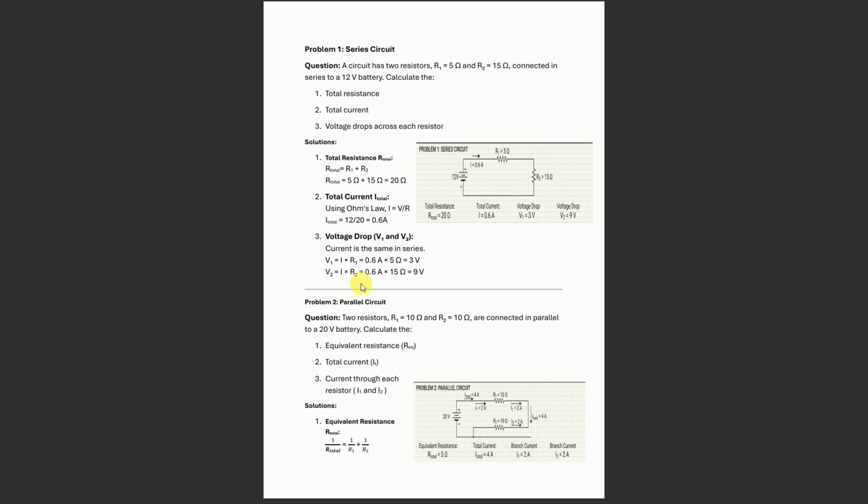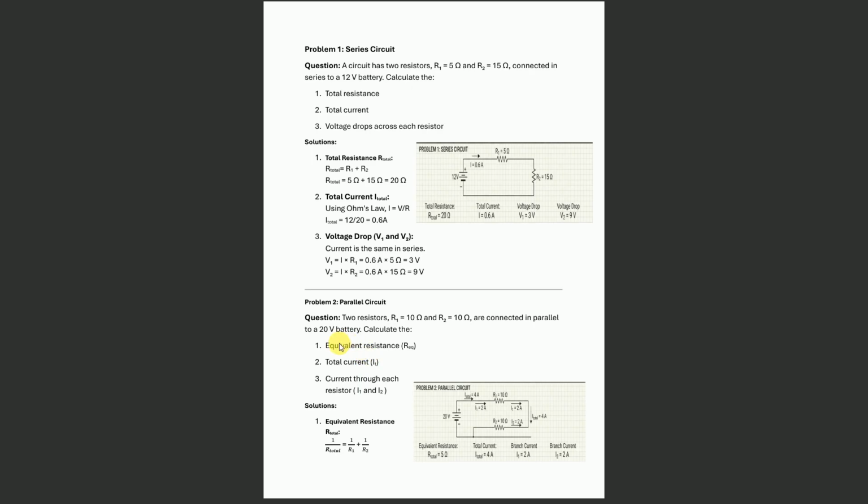Now here is another problem which is regarding a parallel circuit. So if we look at the question here, two resistors are given. R1 having value 10 ohm and R2 having value also 10 ohm are connected in parallel to a 20 volt battery. Calculate the equivalent resistance, total current, and current flowing through each resistor, I1 and I2.